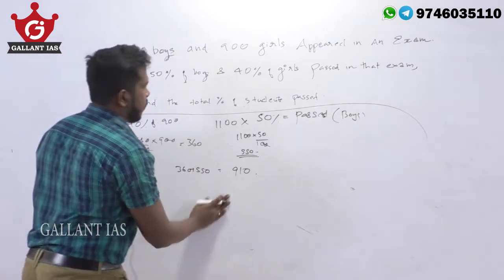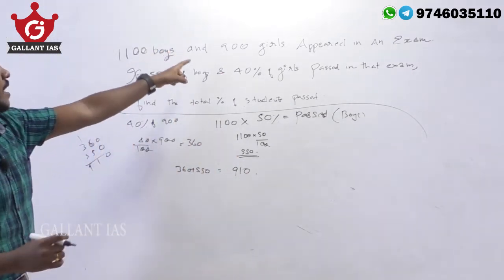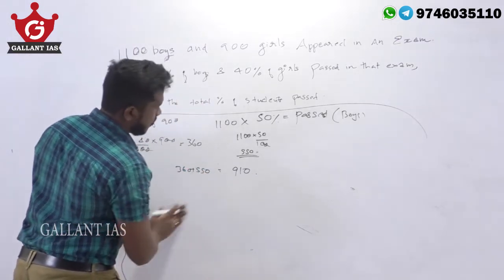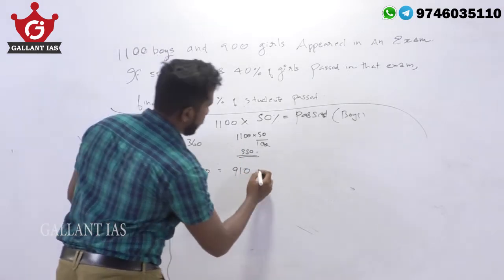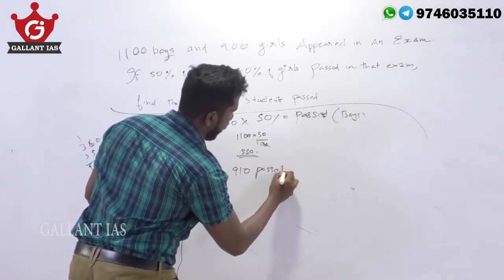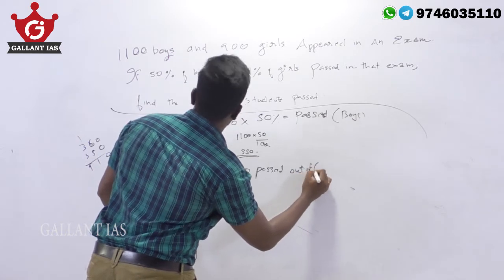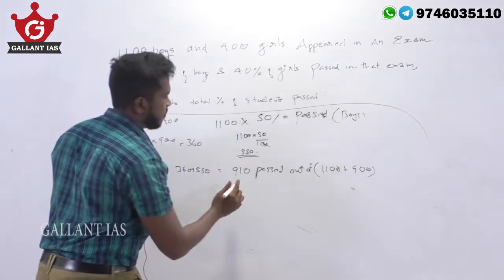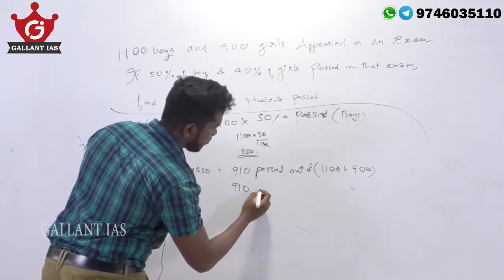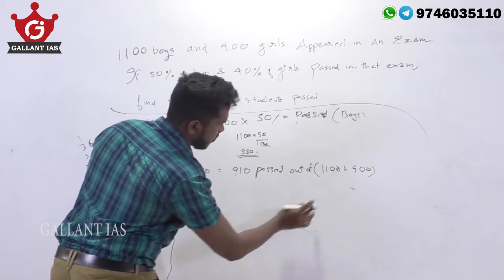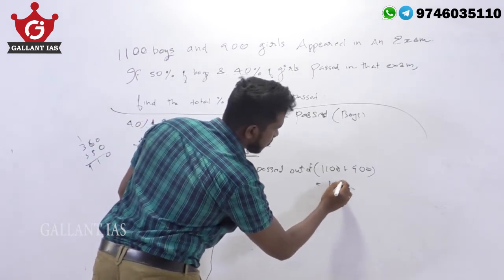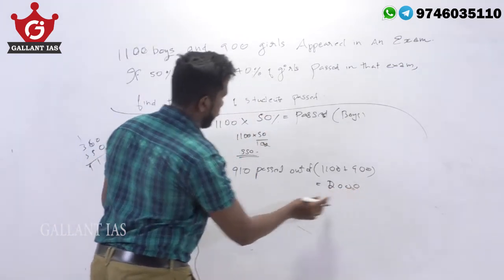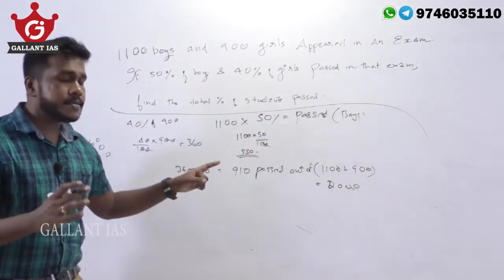That is, out of 1100 boys plus 900 girls, 910 students passed in that exam. So that is 910 out of 1100 plus 900, right? 1100 boys and 900 girls, that is equal to 2000. Out of 2000 students, 910 students passed in that exam.